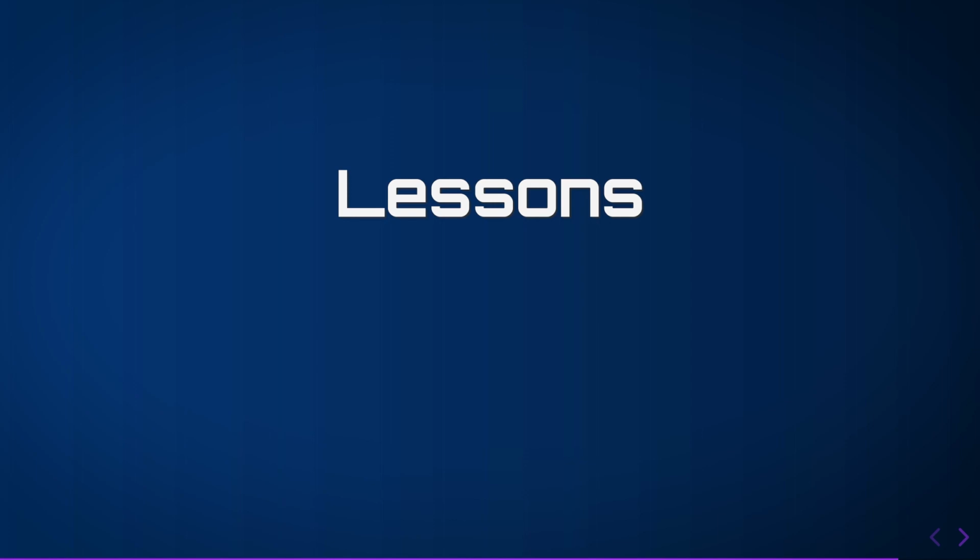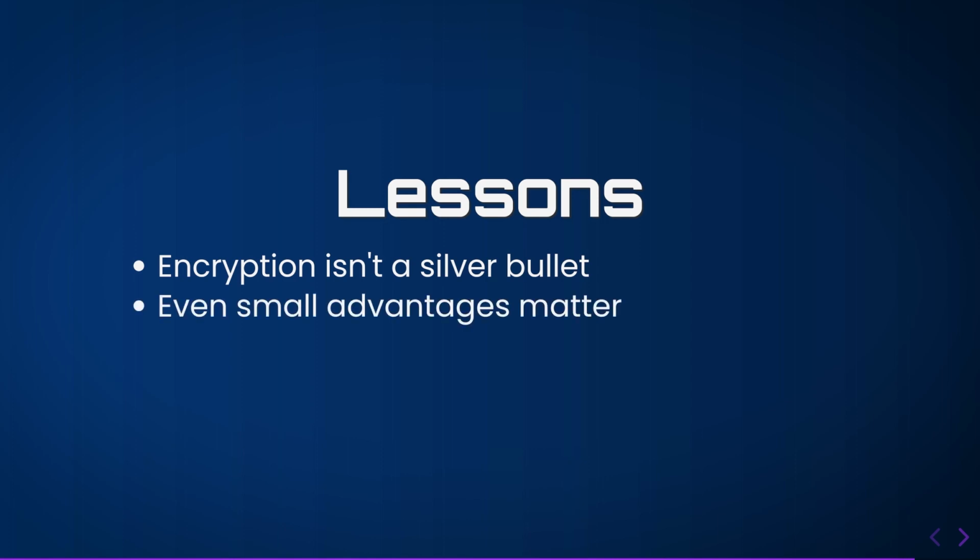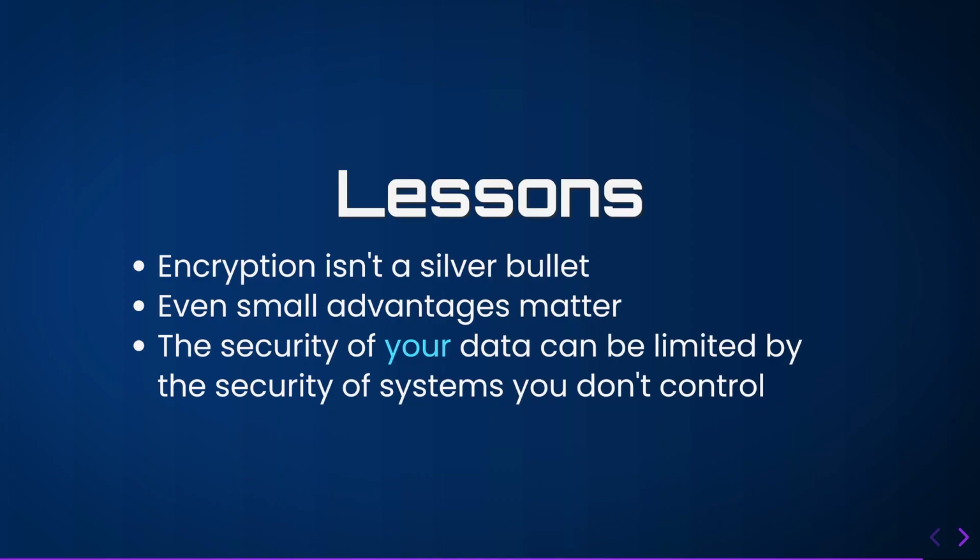So what have we learned from these 4 attacks? Number 1, I think it's pretty clear, encryption is not a silver bullet, and even a small advantage matters. Any small opportunity that an attacker has to gain an advantage will potentially give them access to data. Also, what's really interesting going through exercises like this is that you realize the security of your data can be limited by the security of systems you don't control. As soon as you have any information that is available to an attacker, they can cross-reference that with data that's been leaked from systems much less secure than yours.